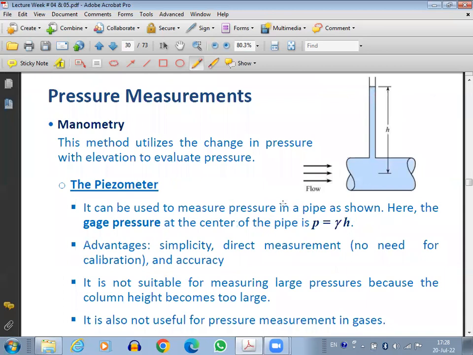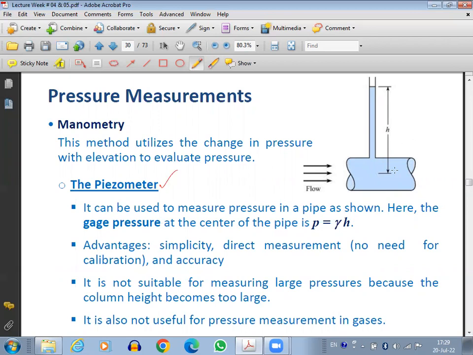Okay, then we have manometry. Through manometry, we can actually determine the pressure. Okay. The most common and the simplest device to measure the pressure is the piezometer. Piezometer is basically just a pipe, a simple tube. Okay, and it is just connected to a pipe from which the fluid is flowing.